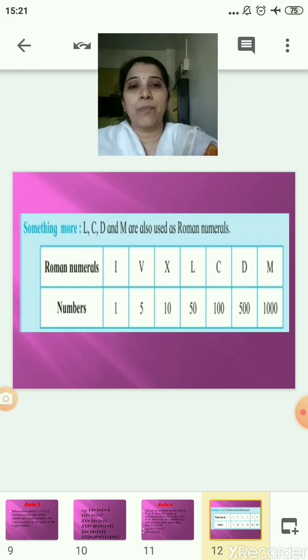Now for the number 50 you have to use the capital letter L. For 100 you will use the capital letter C. For 500 you will use the capital letter D, and for 1000 you will use the capital letter M. So these are some of the alphabets for which you are going to use the Roman numerals. Children, please note down this in your notebook.